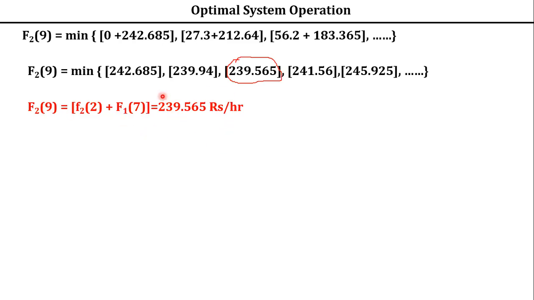So how are you going to rate? 2 megawatt will be generated by the second unit. 7 megawatt will be generated by the first unit. This is the meaning of this one. Understood? So what is the economical result you are getting? 2 megawatt is assigned to unit 2, and 7 megawatt is assigned to unit 1. Clear? So this is what you have to say.